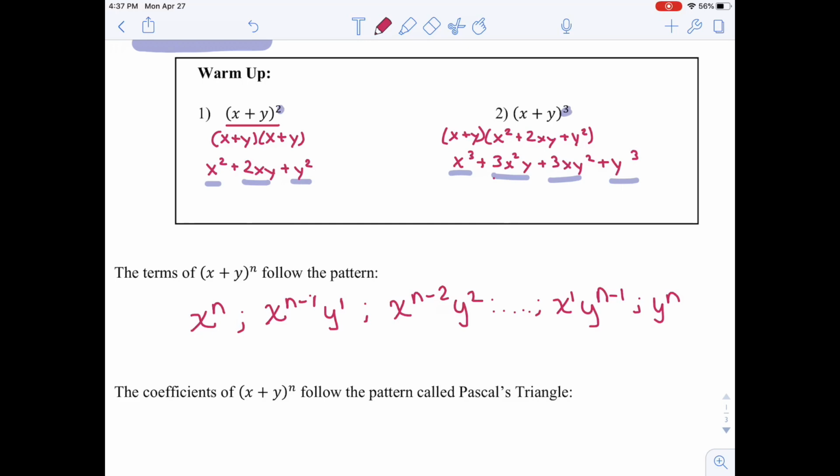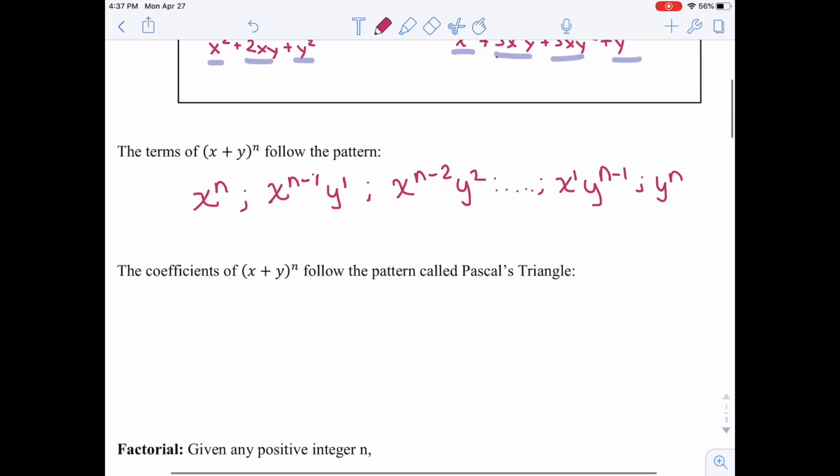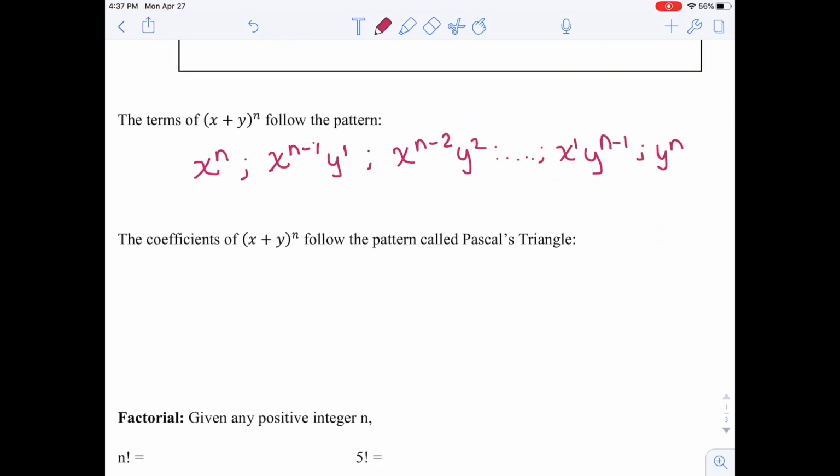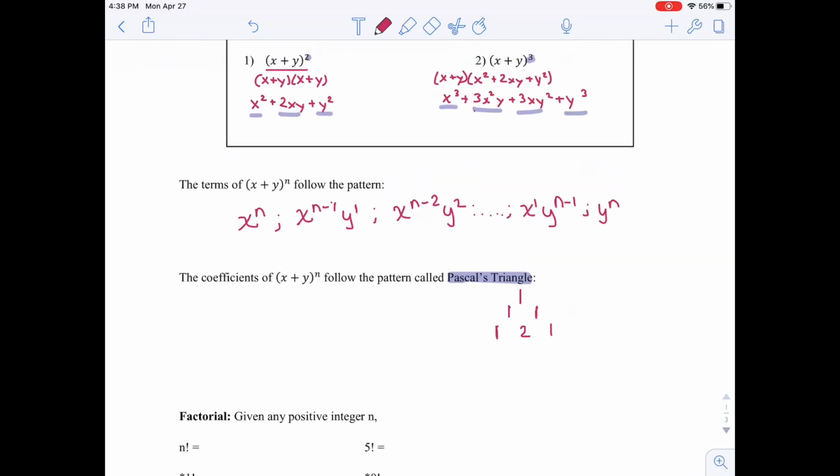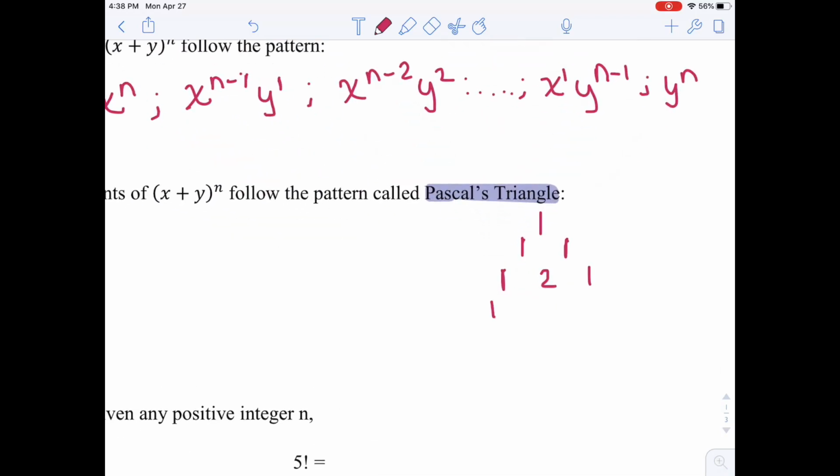So it's a little pattern to help you figure out what your terms are going to be in terms of your variables and your exponents. There's also a pattern with your coefficients. The coefficients of x plus y to the n follow the pattern called Pascal's triangle. So Pascal's triangle looks like this. You start off with a 1 at the top, and then a 1 and a 1. So this would be your binomial to the 0 power, and to the first power would just be x plus y, so 1 and 1. Then we go 1, 2, 1. That's the second power. That matches what we did up here.